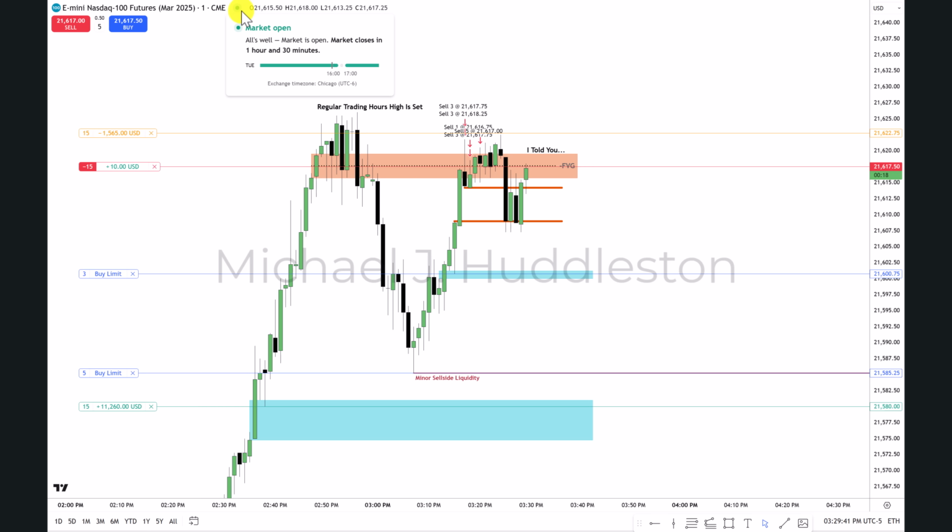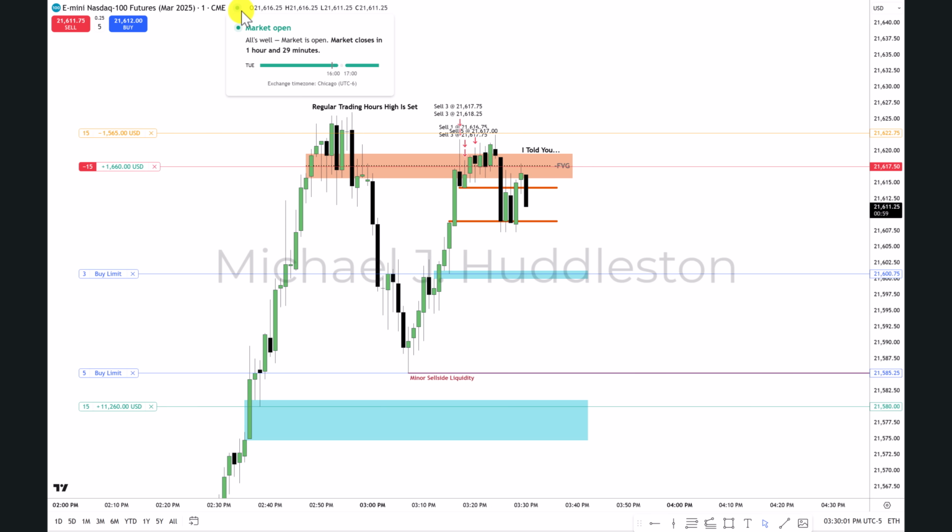Watch how price is just meandering around inside of that inversion fair value gap. It's kissing the midpoint of it. That's consequent encroachment. And I'm watching to see, does it want to rip through that and touch the high of the inversion fair value gap? I'll sell the contract there, making it 16 contracts short.